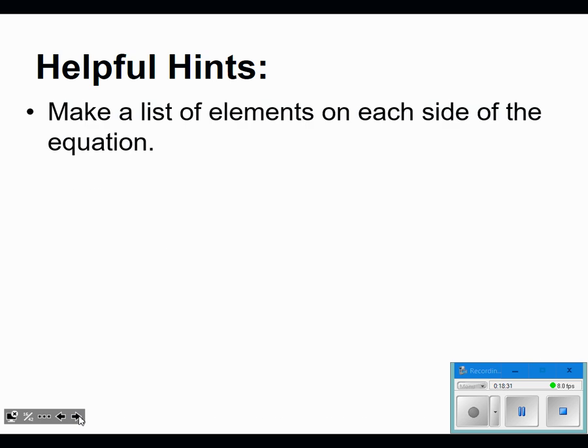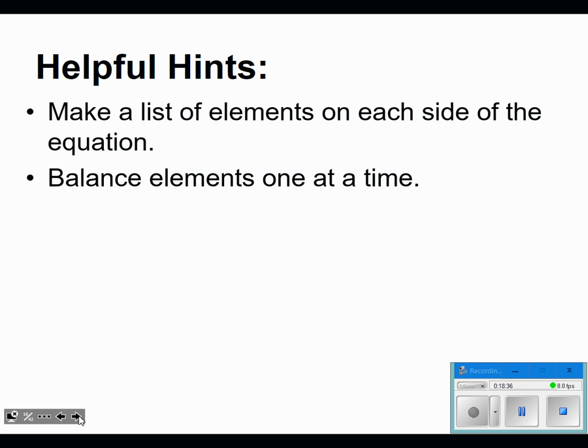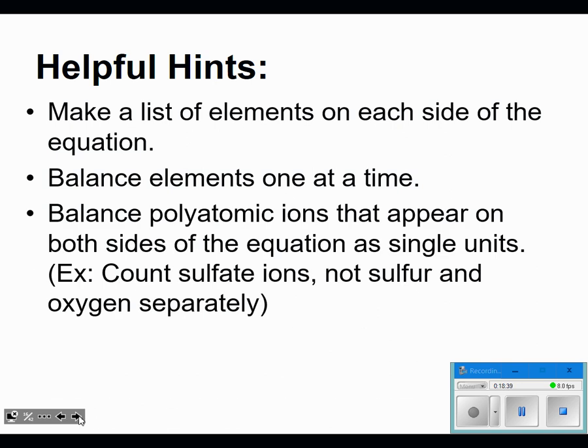So helpful hints about balancing. 1, make a list of elements on each side of the equation. 2, balance the elements one at a time. 3, balance polyatomic ions that appear on both sides of the equation as a single unit. Now I will tell you, water can sometimes be written instead as HOH. If you write water as HOH, then you're going to see it as a polyatomic ion of hydroxide. So that'll sometimes help you when you're doing certain equations. So you can write water as HOH so that you'll see hydroxide on both sides.